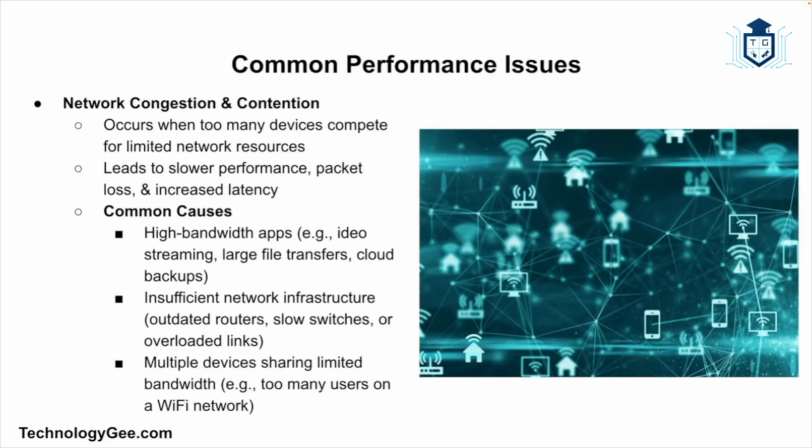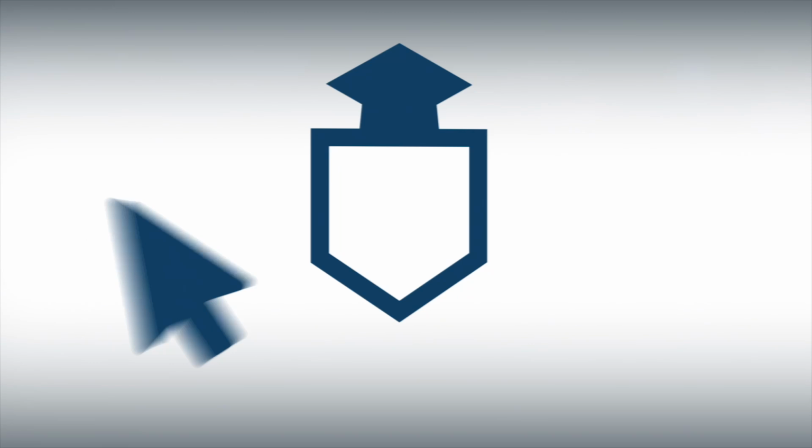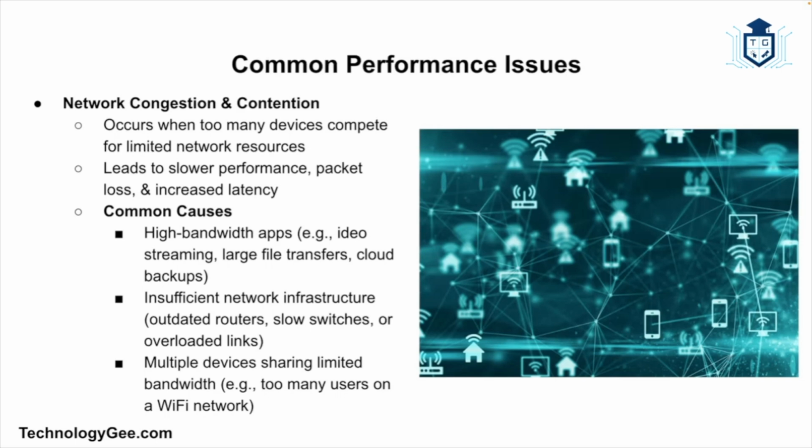All right, so let's begin by talking about some common performance issues, and we're going to start with congestion and contention. So network congestion, this occurs when too many devices compete for limited network resources, leading to slower performance. And the common causes are excessive network traffic from high bandwidth applications like video streaming and large file transfers, insufficient network infrastructure to support peak loads, and multiple devices sharing a limited bandwidth connection.